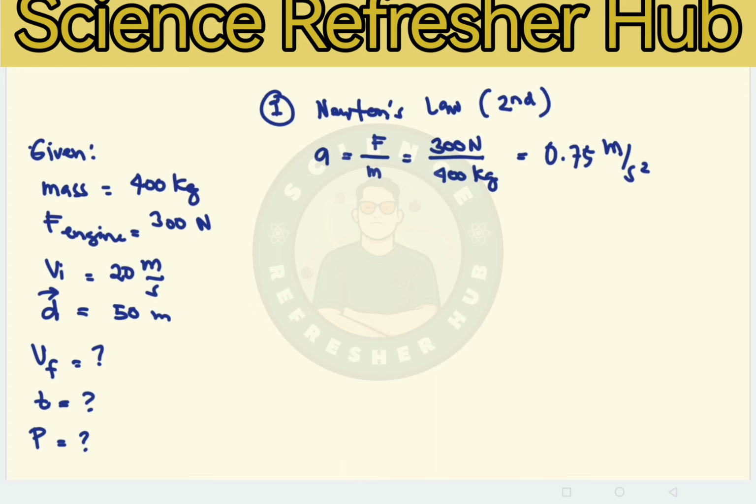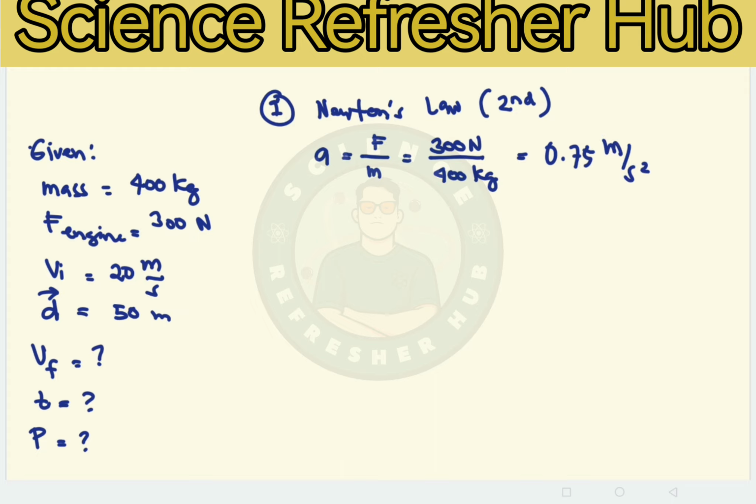Our next step will be trying to find the best kinematic equation to get the final velocity. So try to think of the best kinematic equation to solve our problem today. Find the vf. In my head, I would like to use this formula here: vf squared equals vi squared plus 2ad.